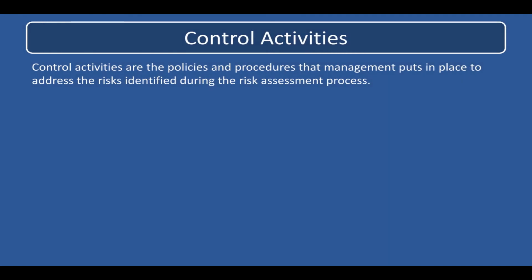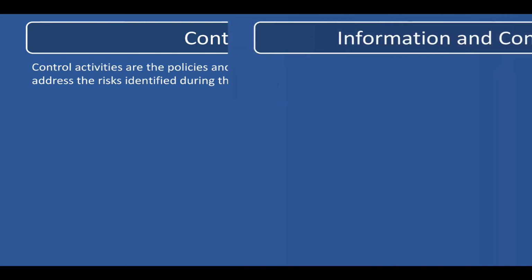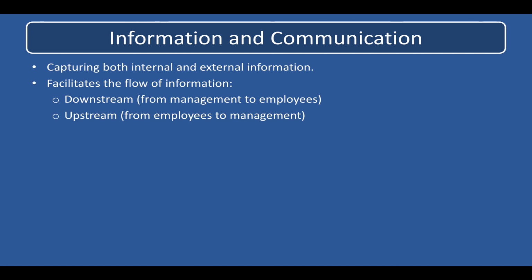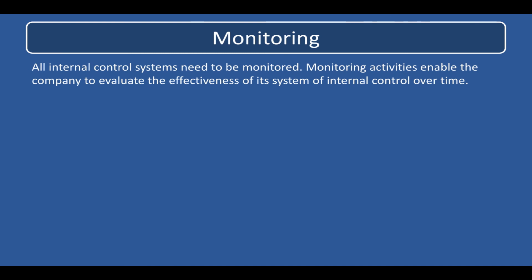Control activities are the policies and procedures that management puts in place to address the risks identified during the risk assessment process. Examples of control activities include approvals, authorizations, verifications, reconciliations, reviews of operating performance, physical safeguarding of assets, and segregation of duties. Information and communication involves developing information systems to capture and communicate operational, financial, and compliance-related information. Capturing both internal and external information facilitates the flow of information, downstream, from management to employees, upstream, from employees to management, across the organization. All internal control systems need to be monitored.